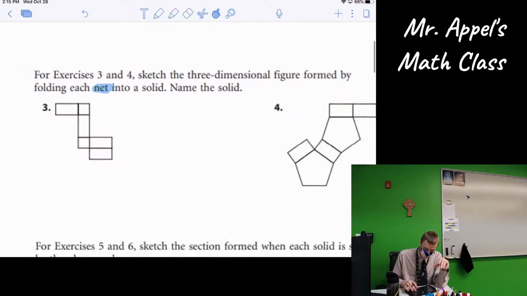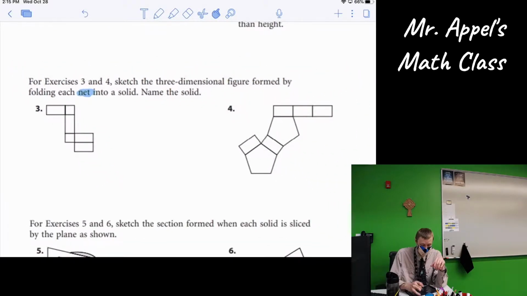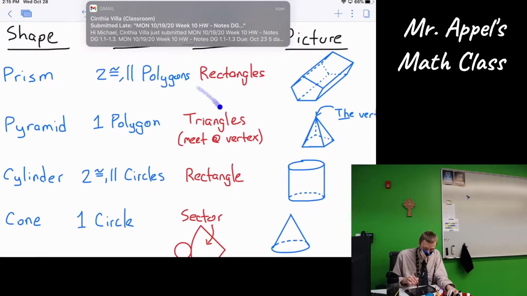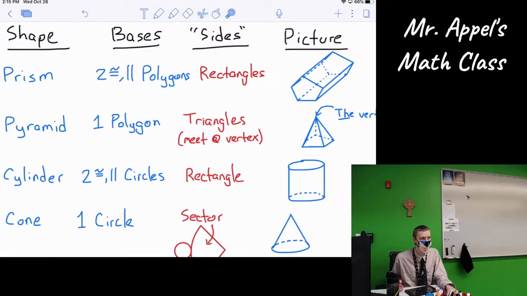Now, if you have trouble with the visualization, maybe that's not your forte. We're going to keep practicing with it. It is a skill you can develop. But as far as identifying the net, you can just use these identifiers here to narrow down what shape it has to be. Because if there's a circle on the net, it's got to be a cylinder or a cone.